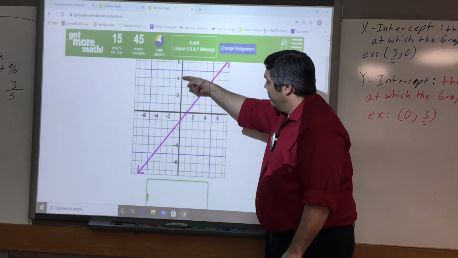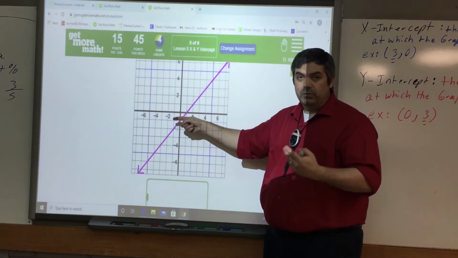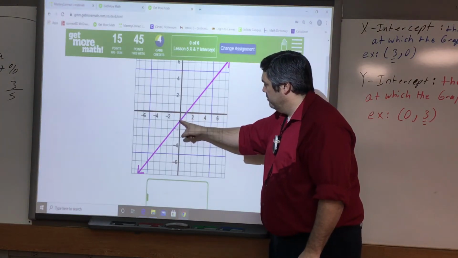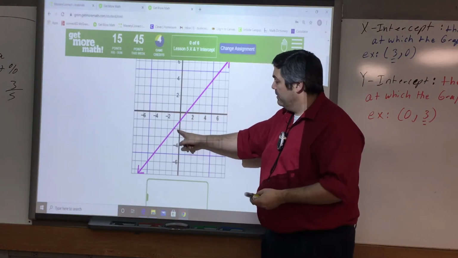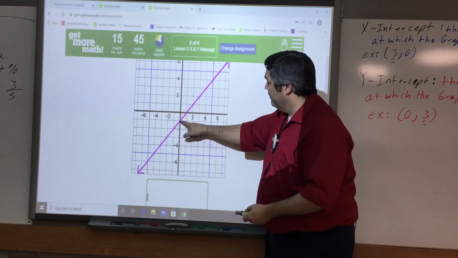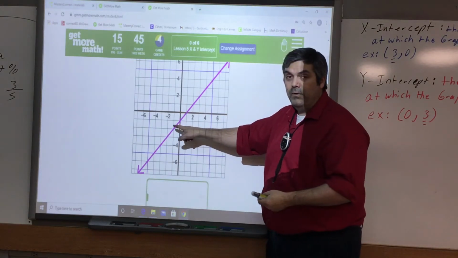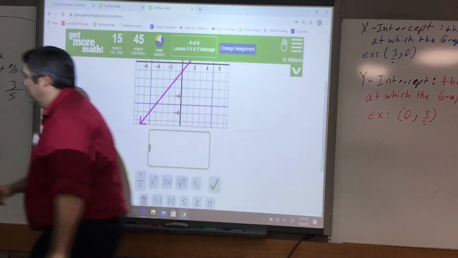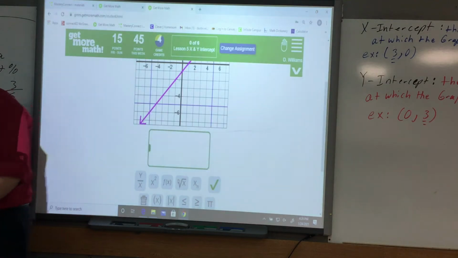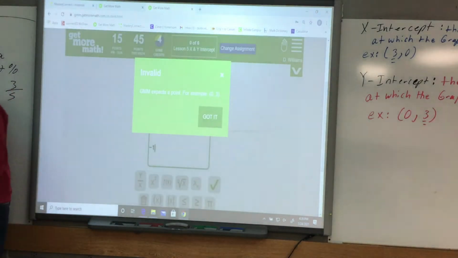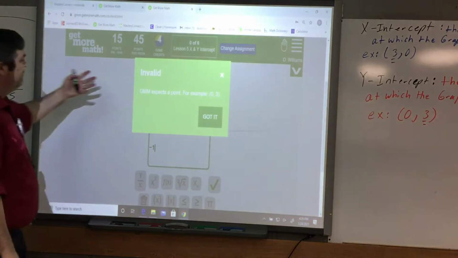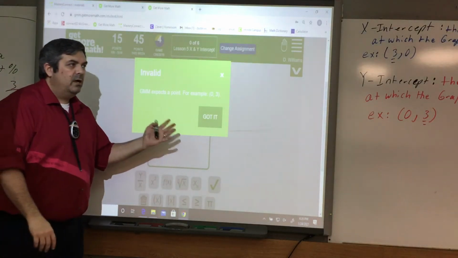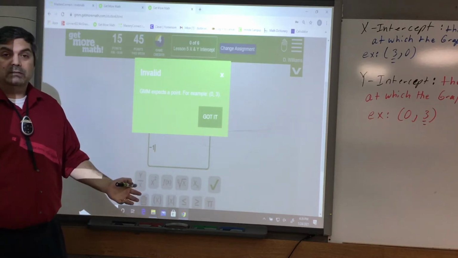Remember, the x is going to be 0 because we're talking about the y-intercept. Go down, 0, -1, -2, and I know that's -1 because this is -2. So right here, it crosses at -1. I'm gonna show you different ways that you can do this. If I plug in -1, it says this is invalid. They expect a point. When you do your y-intercept and your x-intercept, you should write these as points.